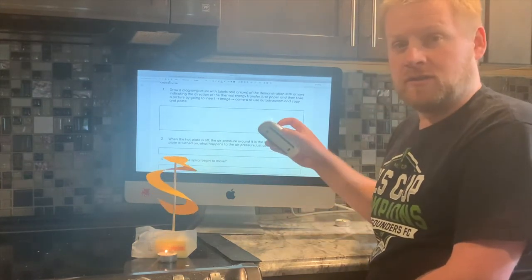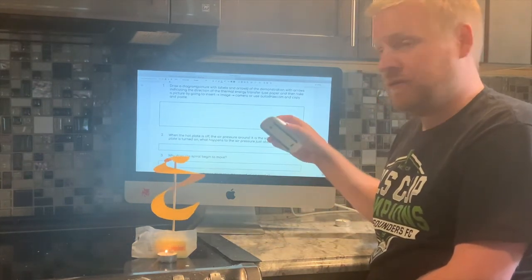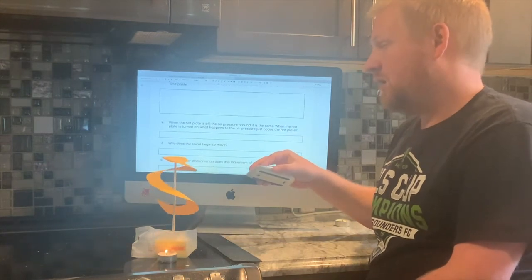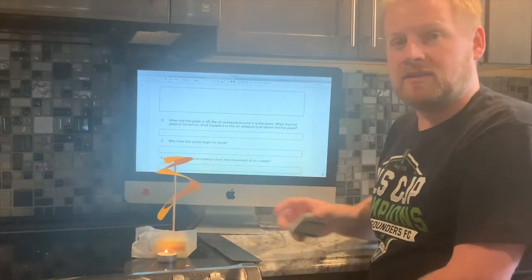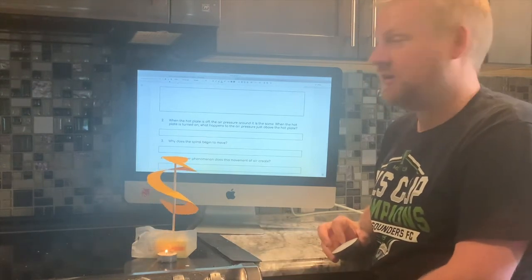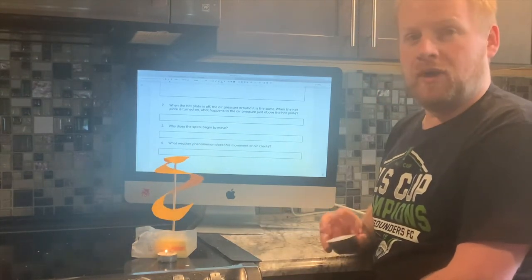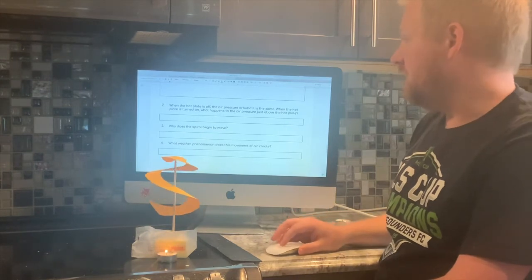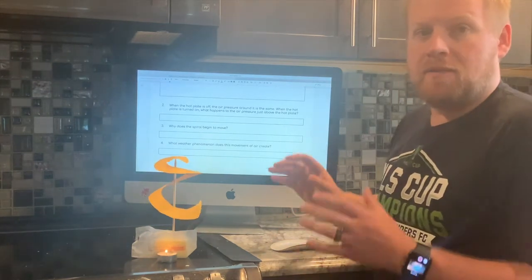it wants us to create some diagram of before and after. And then there's a few questions. So why does this spiral start to move? What's changed here? Sure. One hint I want to give you is think about matter.